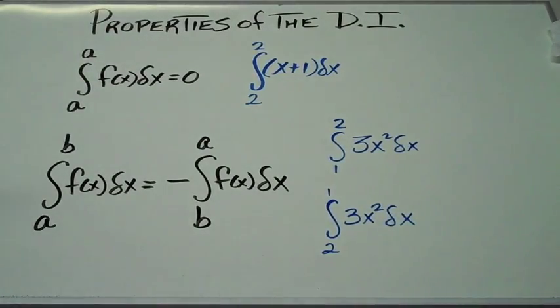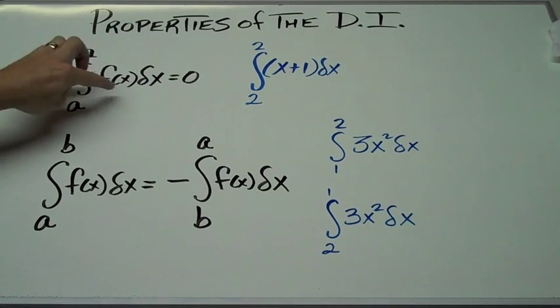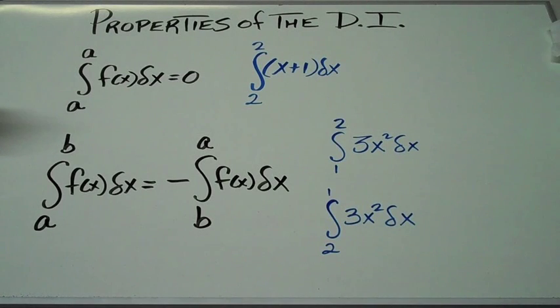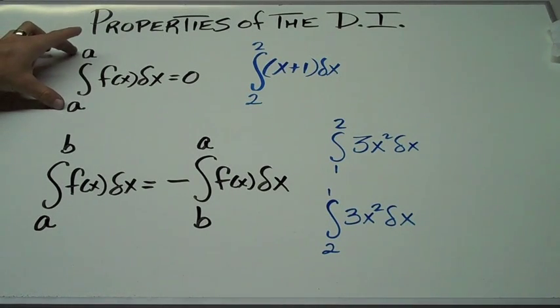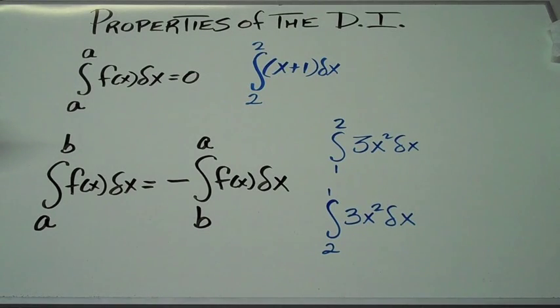Let's now talk about some of the properties of the definite integral. Our first property is if we integrate from a to a of some function f of x dx, we get 0. Remember that the idea here is that we're finding the area under the curve. What's the area under the curve from the same starting position to the same ending position? Obviously it will be 0.